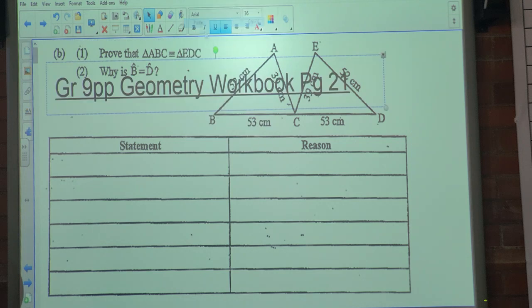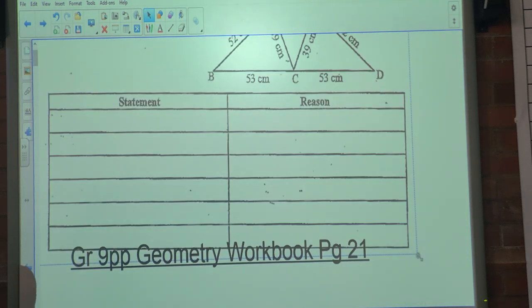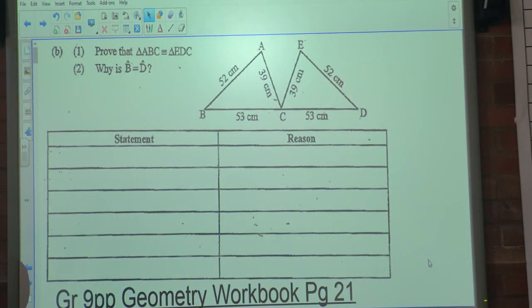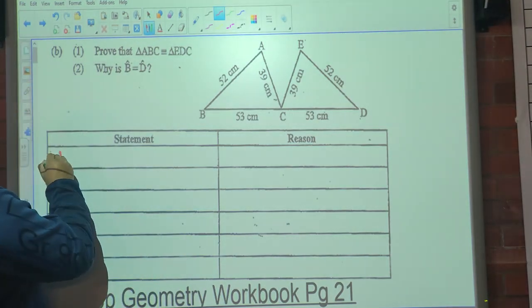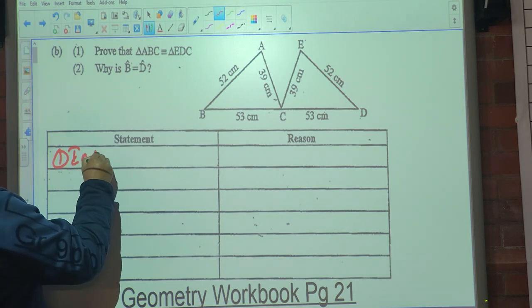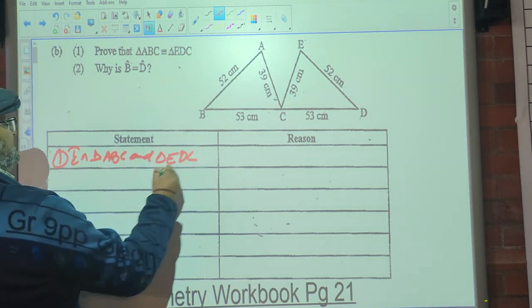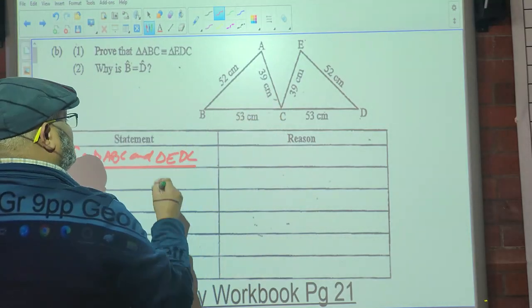Let's go with B. Just let me know when the page changes, okay? I must change the number. Again, they asked to prove that triangle ABC is congruent to triangle EDC. So for number 1, in triangle ABC and triangle EDC, what can we say about the two triangles?